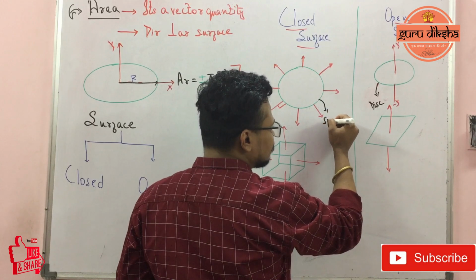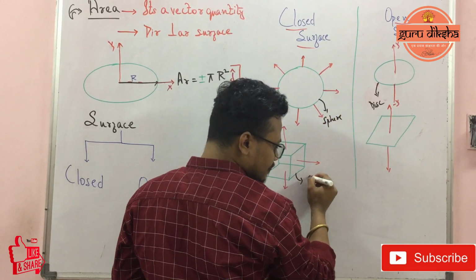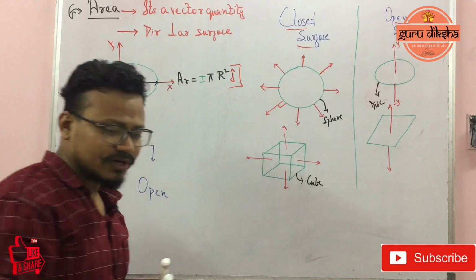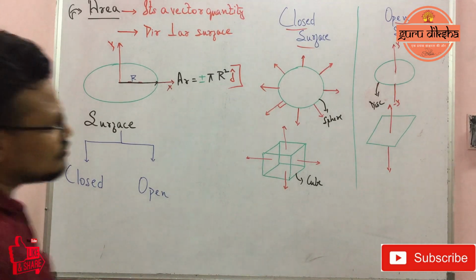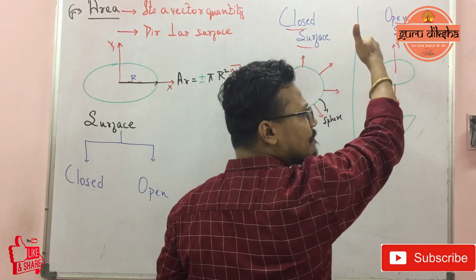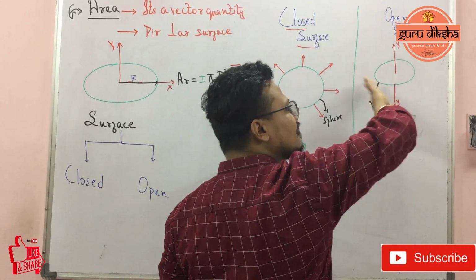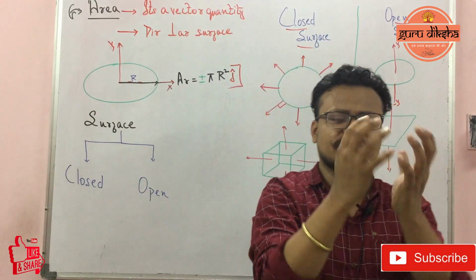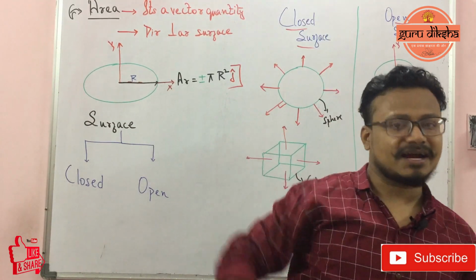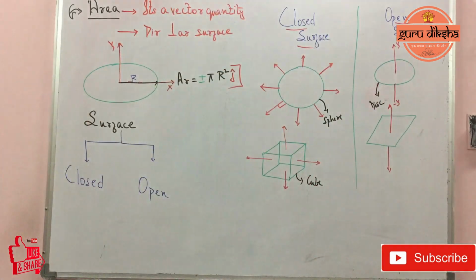This is a sphere, and this is a cube. You got the difference? What exactly is it saying? It is saying that the area vector direction will always be perpendicular to the surface, whether the surface is closed or open. If it is an open surface, it will act like this: curl finger up, curl finger down. But in a closed surface, what will happen? It will be acting on that perpendicular.